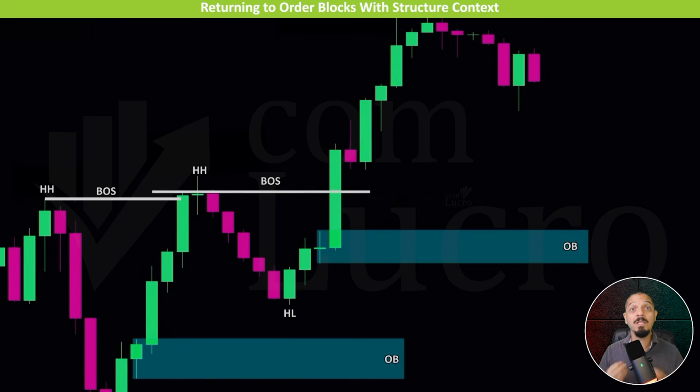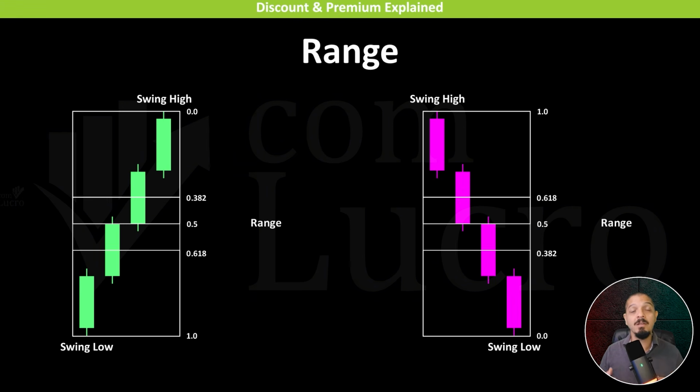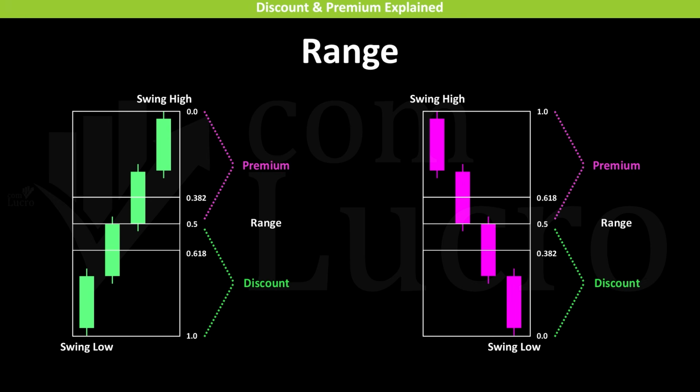But knowing where price reacted is only part of the equation. We also need to understand where price is positioned within the current range. When analyzing price within the ICT framework, one important concept quickly becomes clear. Price does not offer the same opportunity at all levels of a range, and context always matters. This observation naturally leads us to the idea of discount and premium as a way to frame price location more effectively.